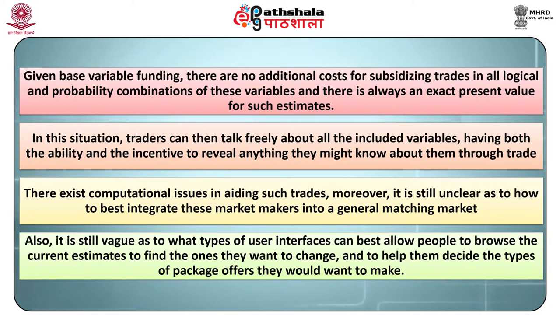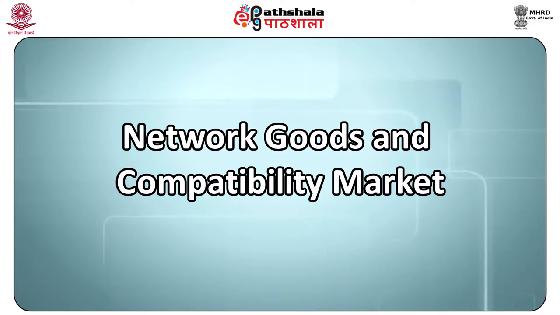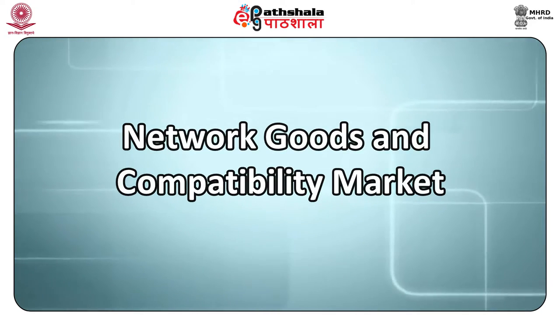There exist computational issues in aiding such trades. Moreover, it is still unclear how best to integrate these market makers into a general matching market. Also, it is still vague what types of user interfaces can best allow people to browse the current estimates to find the ones they want to change and to help them decide the types of package offers they would want to make. Now we move on to network goods and compatibility markets.